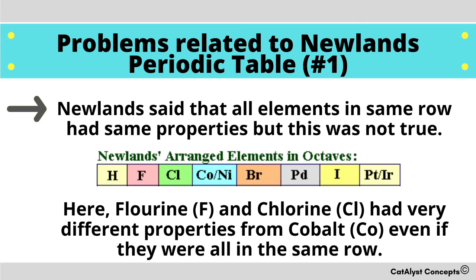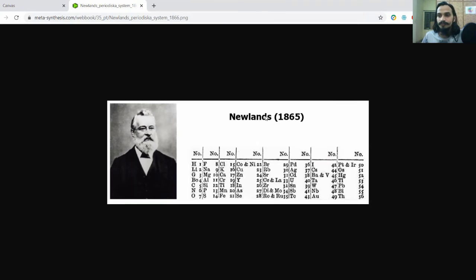Another thing we can see over here is that he has put two elements in the same place, cobalt and nickel. In most of the columns, it's just one element everywhere, but in certain places he felt the need to push two different elements together, which is not right, because they don't really have that sort of similarity in properties. So that was the second problem with his table.